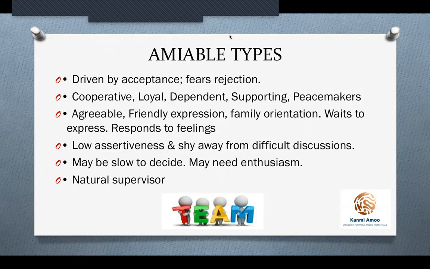And that's why the amiable types are low on assertiveness. They shy away from difficult discussions. They don't face conflicts. They enter into their cocoon very easily. And that's why also there is the biological and medical aspect of people who have amiable types. Because they bottle things up, psychosomatic illnesses may happen because they don't let it out.